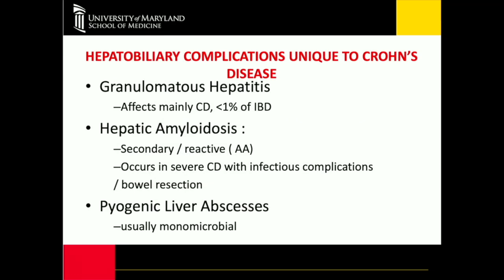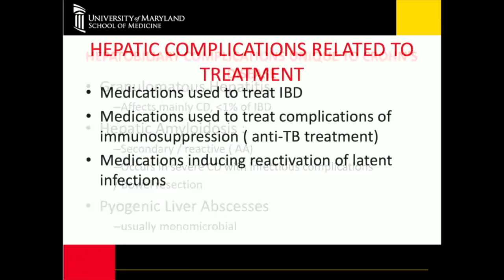I wanted to just talk about these particular liver diseases that are specific to Crohn's disease, in contrast to ulcerative colitis. Granulomatous hepatitis affects less than 1% of those with IBD, very uncommon. Hepatic amyloidosis is particularly seen in those who have very active Crohn's disease with infectious complications, and pyogenic liver abscesses, which are usually monomicrobial in contrast to the commonly seen liver abscesses.